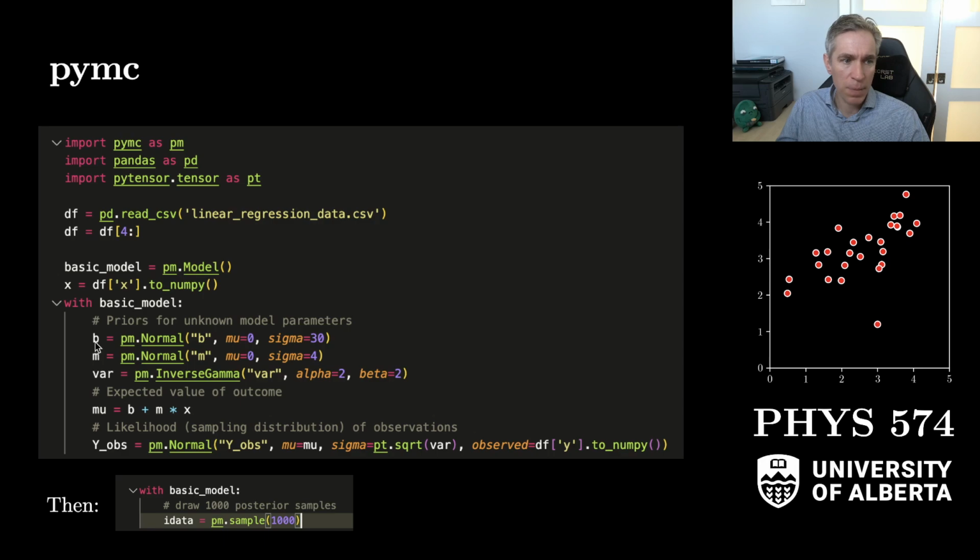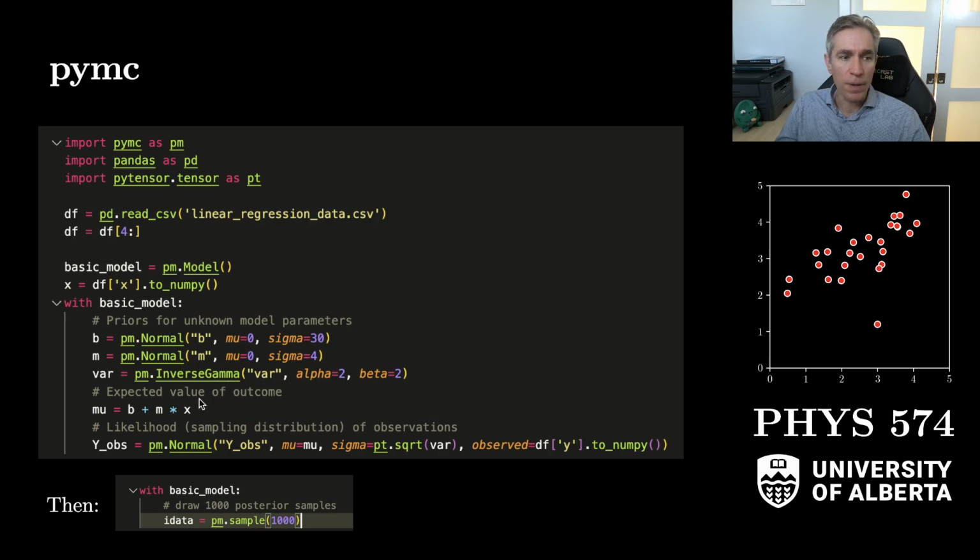So we say that B is a normal distribution with a mean of 0 and a standard deviation of 30. So sigma is 30 here. The slope is a normal distribution with a mean of 0 and a sigma of 4. There's other priors we can do. We just sort of pick those priors here. And then we're going to say that the variance of the data is an inverse gamma distribution with alpha 2 and beta of 2.